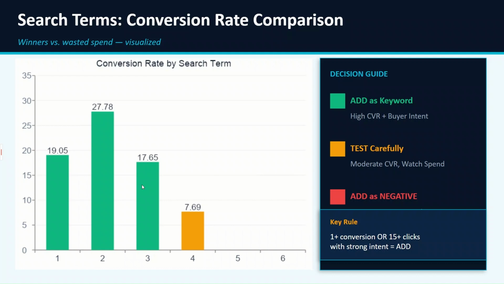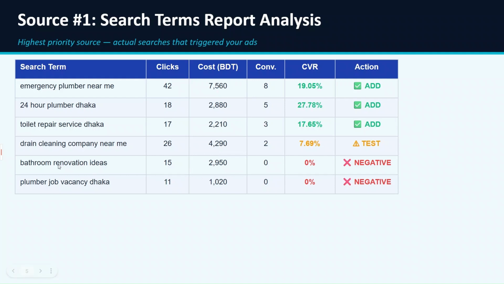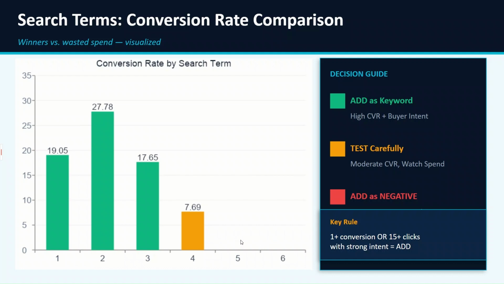But the amber bar, drain cleaning near me at about 7.7%. This is not bad, but it is not great either. We test this one carefully, or we can also make it negative. We watch it for the next week before committing. Okay, and the red bars are 0. Here 0 conversion. You see here the number 5 and 6 keywords: bathroom renovation ideas, plumber job vacancy Dhaka. Here 0 conversion. That's why these two are added as negative keywords. Why? Because these are wasted spend.